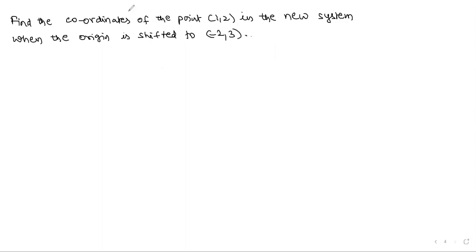We have to understand the question first. Here it is clearly mentioned: find the coordinates of the point (1, 2) in the new system. So we have to find out capital X, capital Y. Here the given point becomes small x, small y, and the origin is shifted to (-2, 3). So the given original coordinates are small x, small y equals (1, 2).